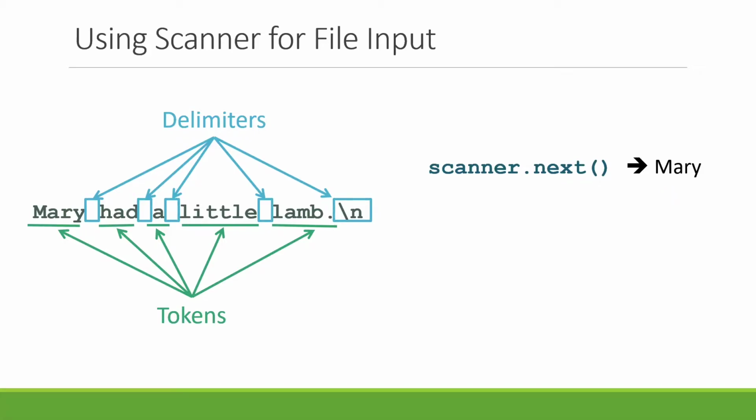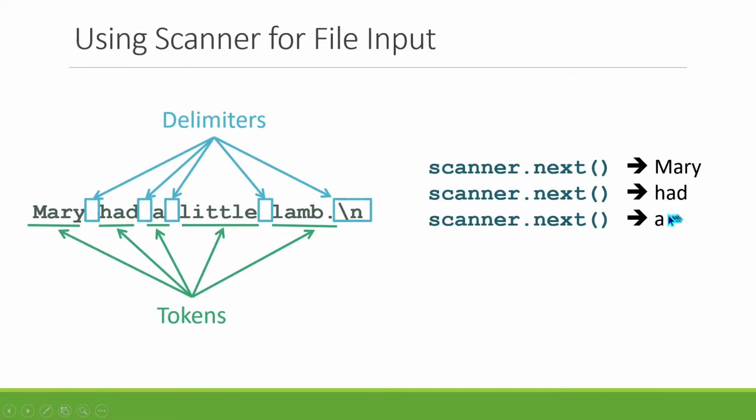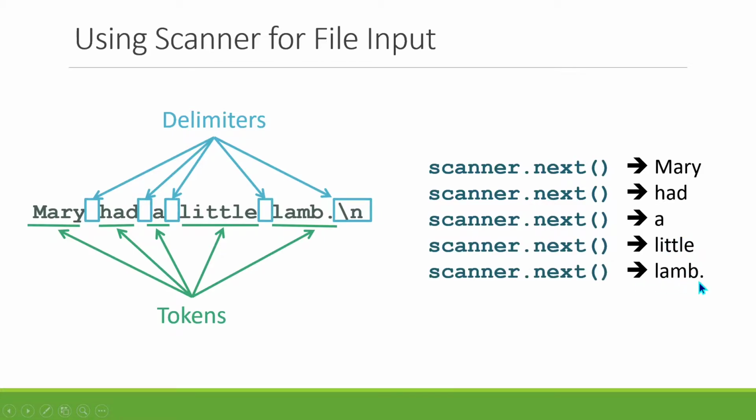If I was to then execute the next method again, that would return had. That's the next token. And of course, if I execute next again, it's going to return a. That's the third token. And then again, I would get little. That's the second last token. And then lamb with the period on the end is the last token. So this is how the scanner works. It reads in tokens based on its default delimiter.